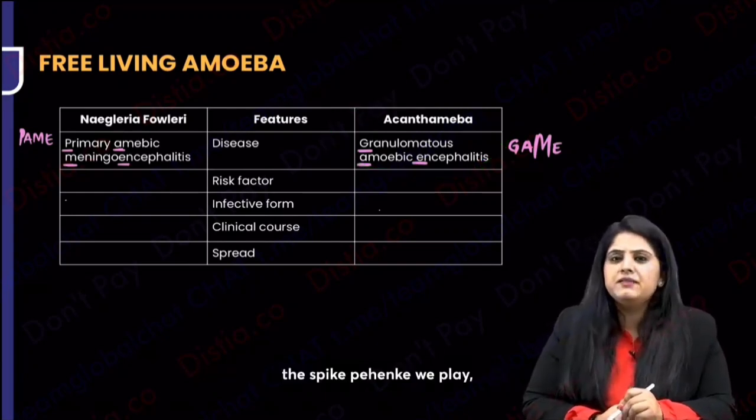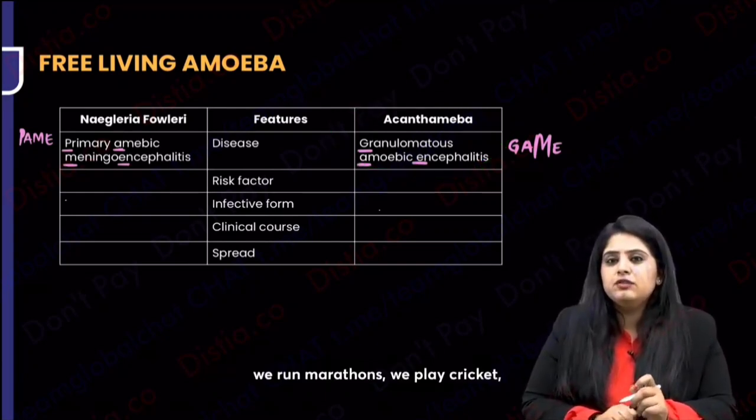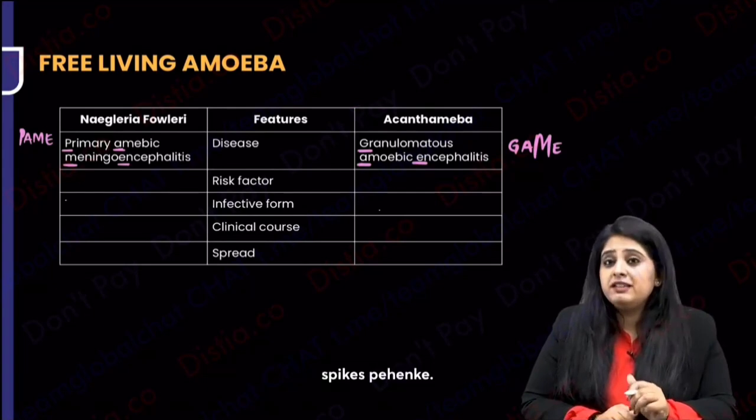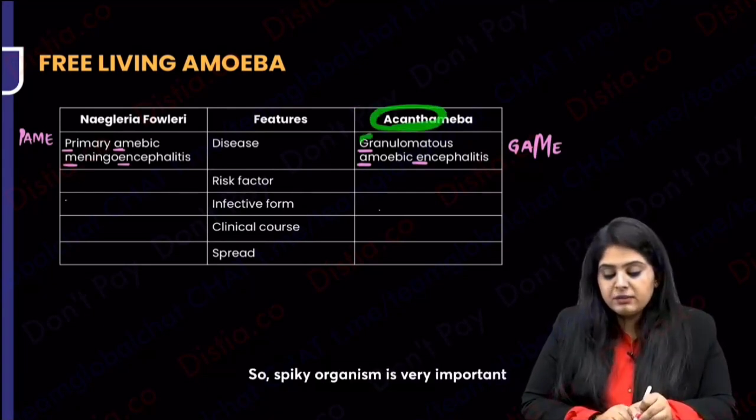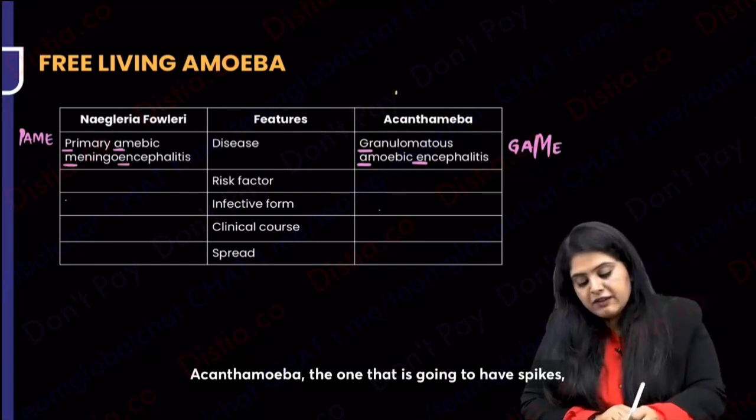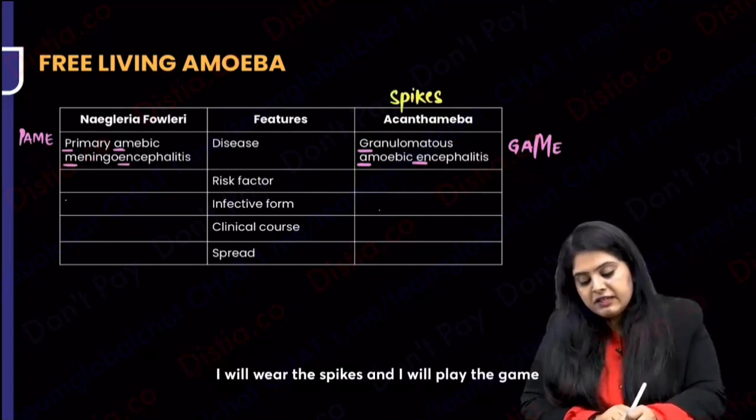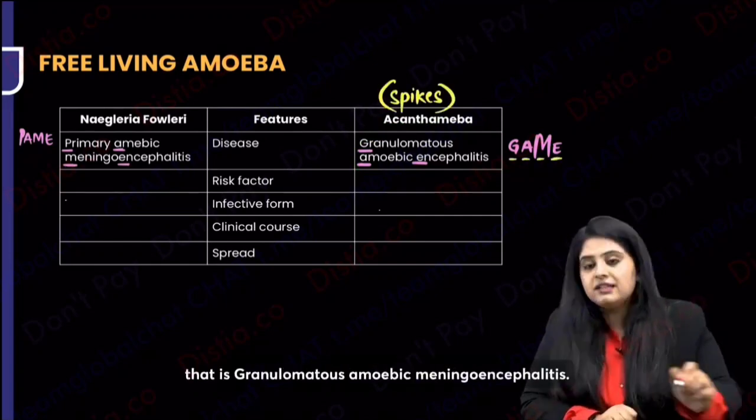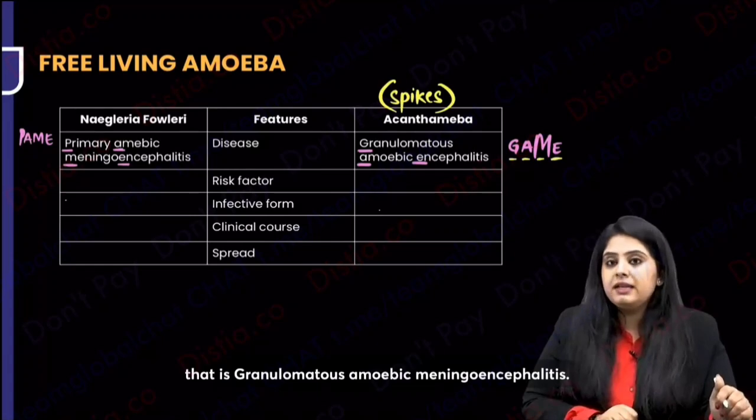So spikes, we wear spikes when we play, we run marathons, we play cricket. So the spiky organism is very important for me to play a game. Acanthamoeba, the one that is going to have spikes, that is the one where I will wear the spikes and play the game. That is granulomatous amoebic meningoencephalitis.